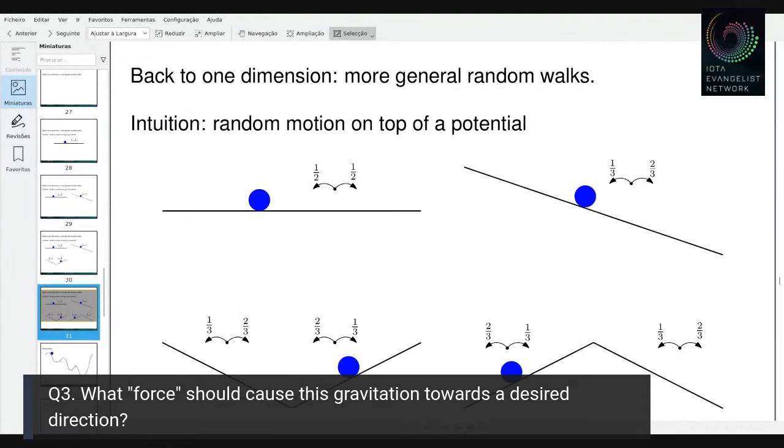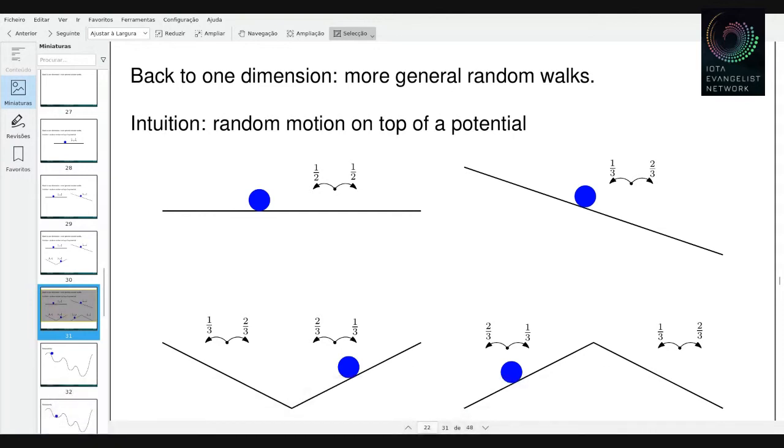So here, for example, this drunken guy goes to the right. Why? Because for each step, it has twice the probability of going to the right than to go to the left. It chooses the direction to the right 2/3 of the time and direction to the left 1/3 of the time. So this is what forces it to go down. It's not the gravitation really.